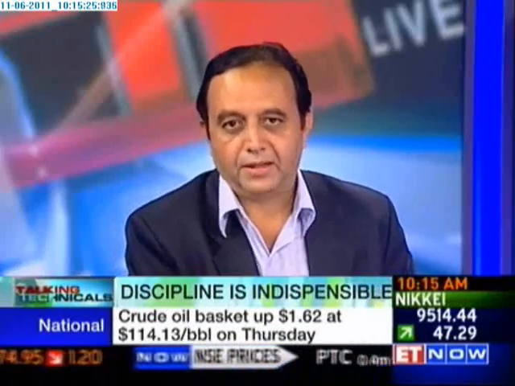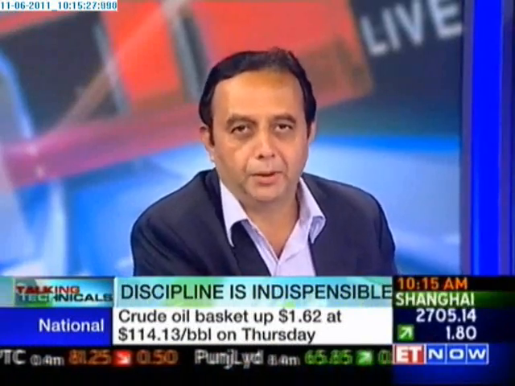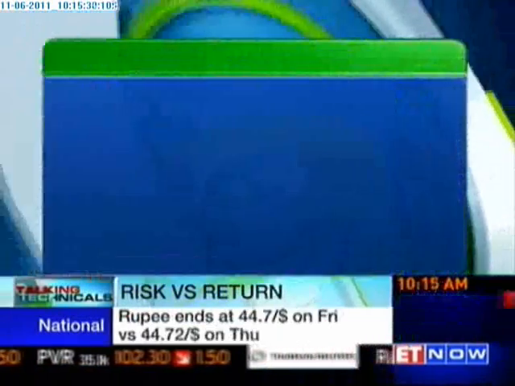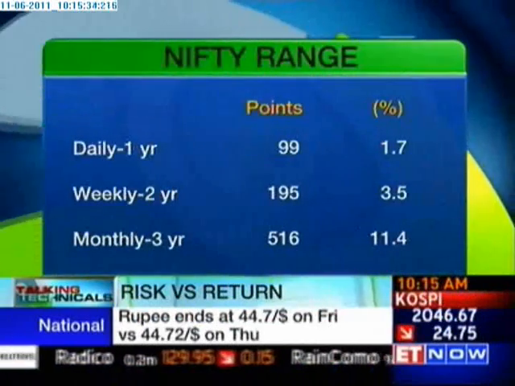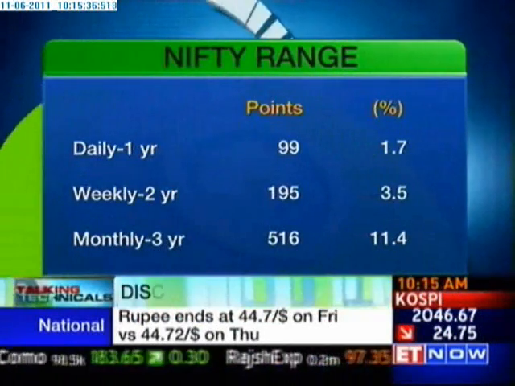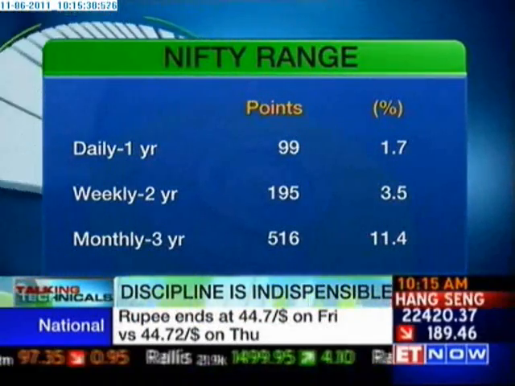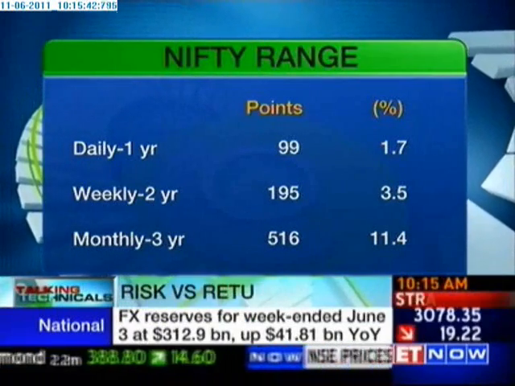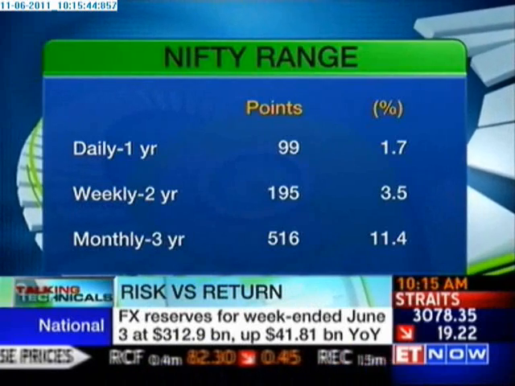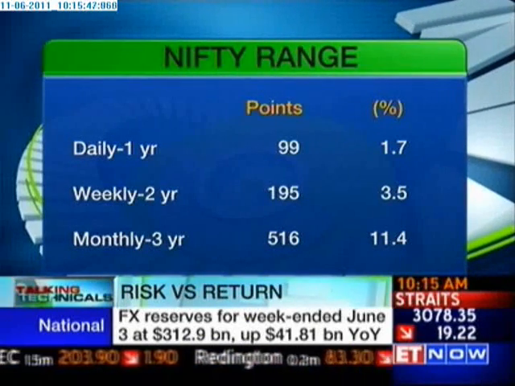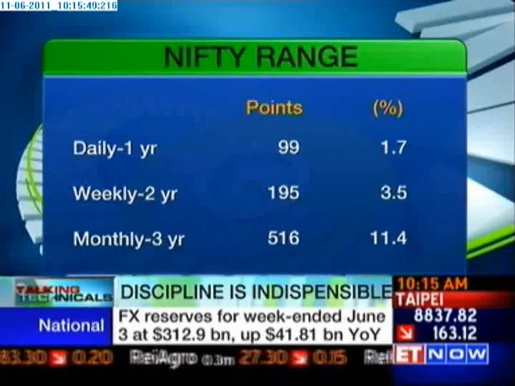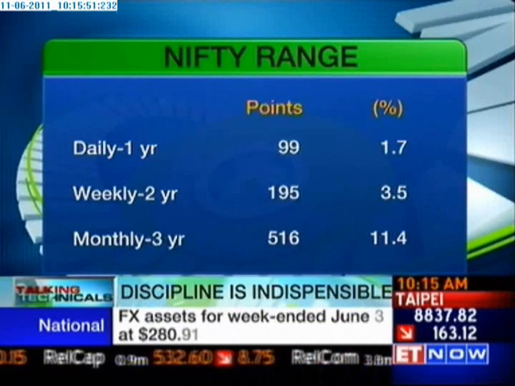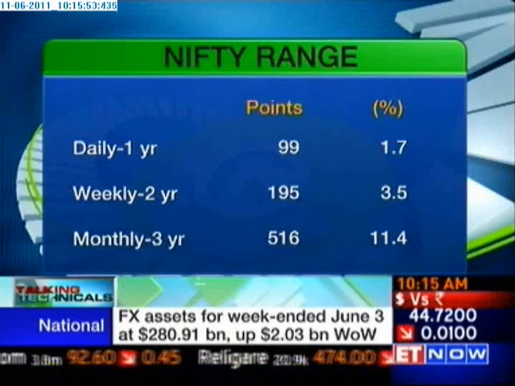See, it's a little bit mathematical, but we'll try to keep it very, very simple. The first thing to look at is what is the range that the NIFTY shows in the matter of a week, a month, or a year. If you were to go back and examine the data, you will find the daily average fluctuation of the NIFTY is about 1.7 odd percent. The weekly average is about 3.5%, and the monthly average is about 11.5%. So this is the volatility range that you're really looking at.